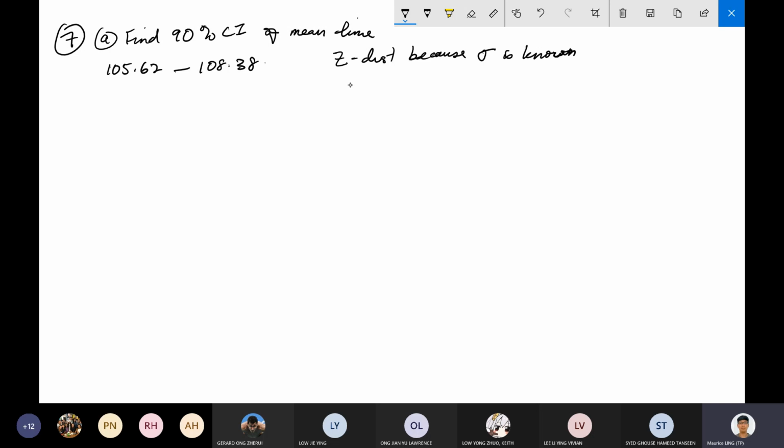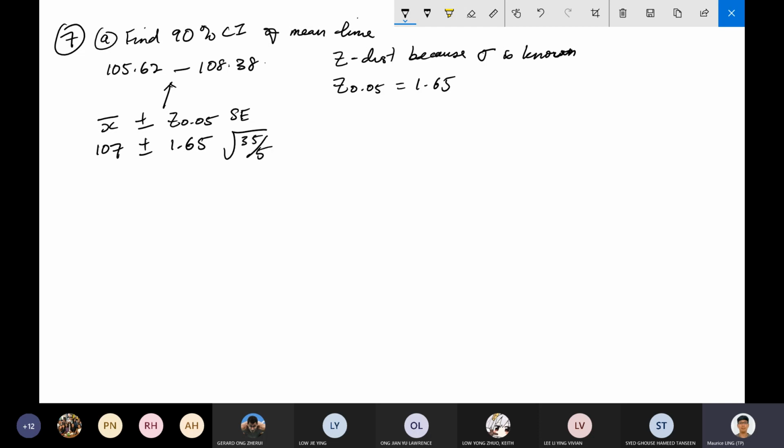Then what you're doing is you're thinking about Z 0.05 equals 1.65. So this answer actually comes from the mean, plus minus Z 0.05 and your standard error. So here is 107 plus minus 1.65. Standard error is square root of 35 over 50. Correct. Okay. Part B.